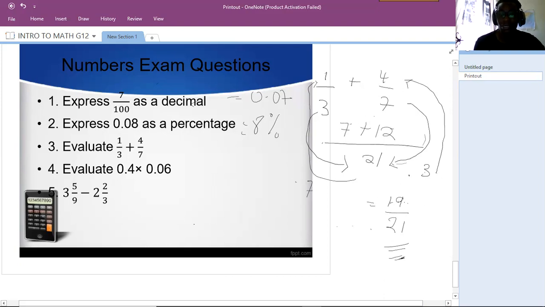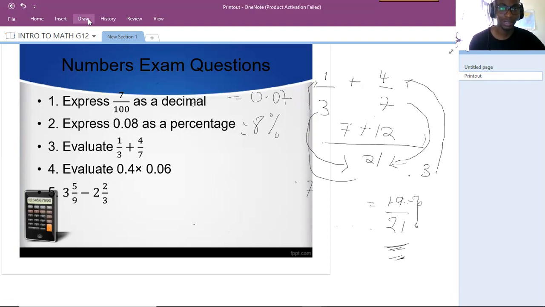19. So our answer, we now have a proper numerator there, 19, and a proper denominator, which is 21. This is a proper fraction. So our answer is 19 over 21. Are we okay? All right.